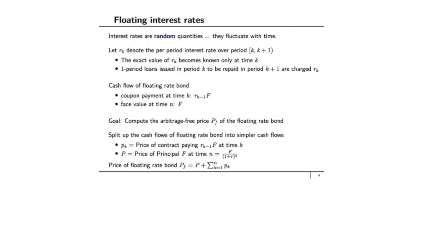Capital P is easy to compute. It's just the net present value of the principal F paid at time n, which is going to be 1 over (1 plus r) to the power n times F. And just to be clear, this r down here is r_0, which is the interest rate right now.